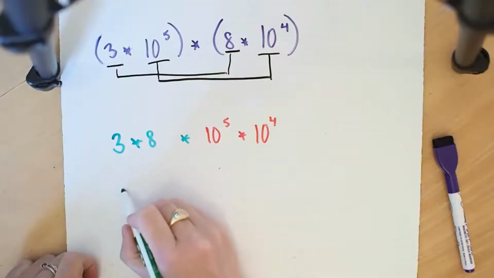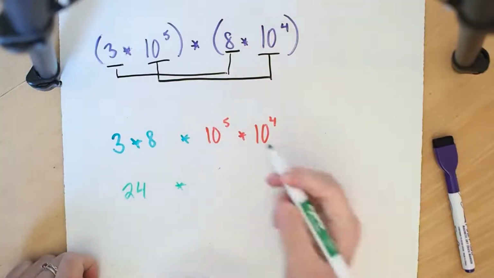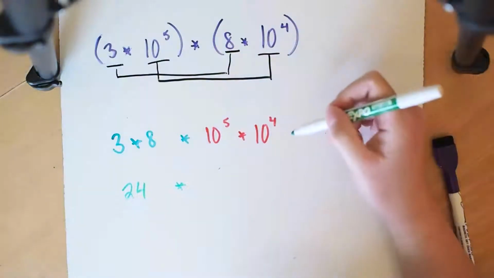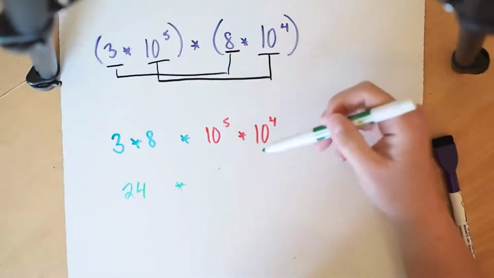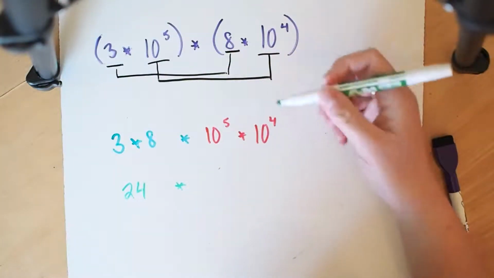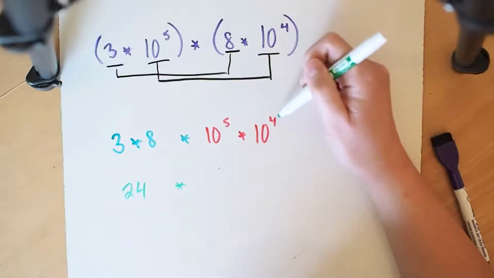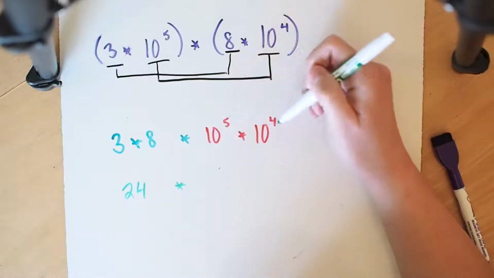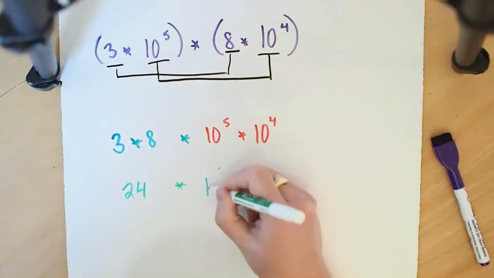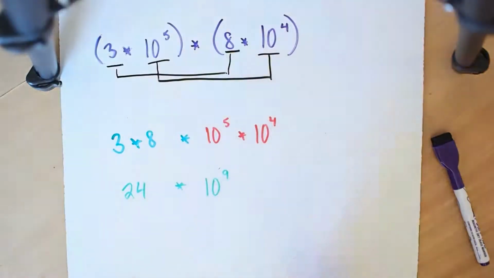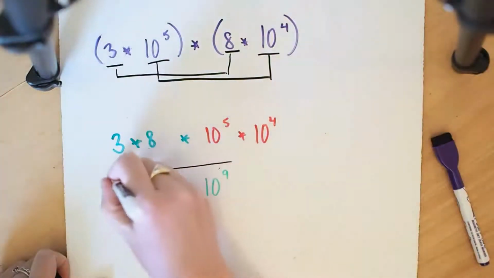So then we have 3 times 8, which just becomes 24 times, and this is where we have to remember our rule of exponents. They have the same base, they're being multiplied, which means the exponents are added. So we take 5 plus 4, and we get 24 times 10 to the 9th. You might think, oh, that's great, we're done.